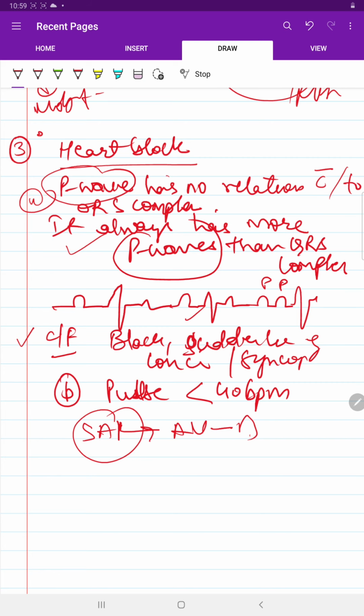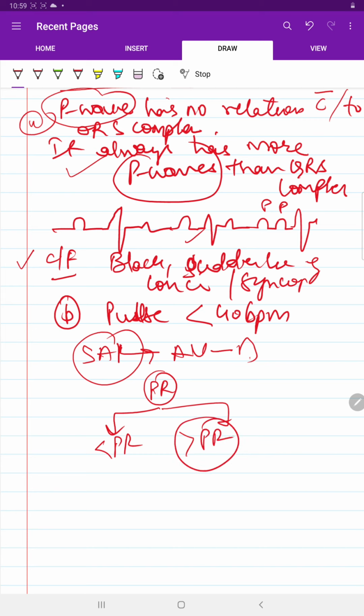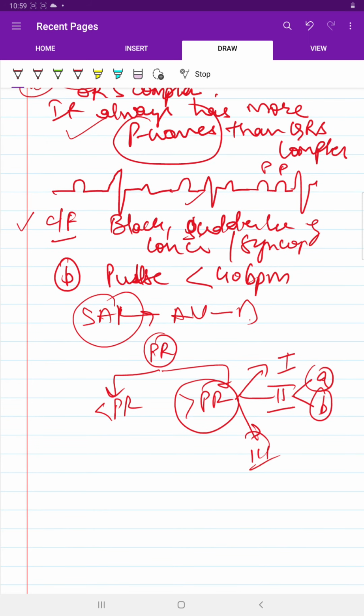So I have discussed in this video that PR interval abnormalities are of two types: short PR interval or long PR interval. I have discussed the diseases of type 1, type 2, type 3. Okay, hope you can remember the bullet points, and you can go through ECG strips and easily appreciate them.